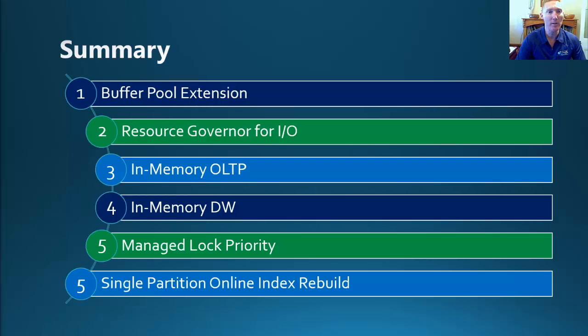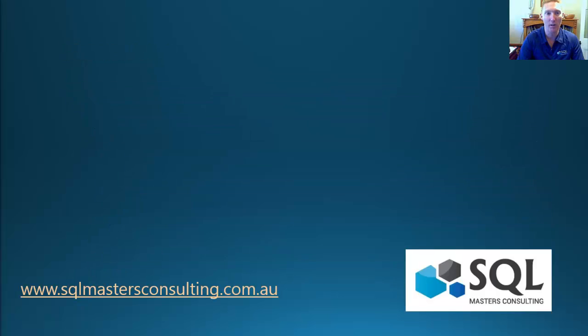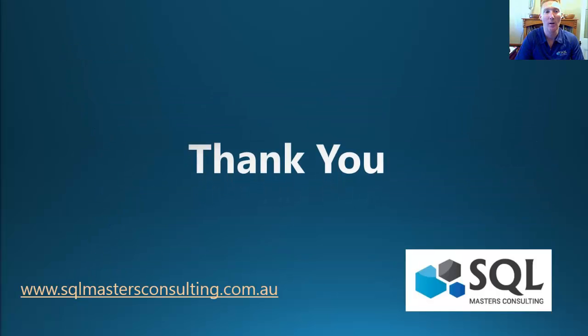That brings us to the end of this 5-part series, where we've covered off the buffer pool extension, the resource governor for I/O. We've had a look at some in-memory technology for both OLTP and for data warehouses, and rounding out with looking at the managed lock priority and how it can work really well with the single partition online index rebuilds. I'd just like to take this point in time to thank you all for being part of this 5-part series, and I do hope that you have learned some things, and I hope to see you all again soon. Thank you.